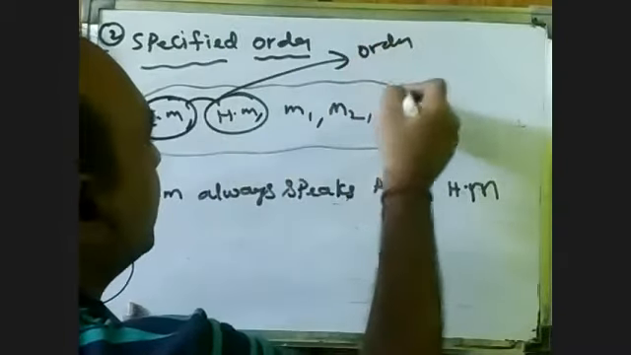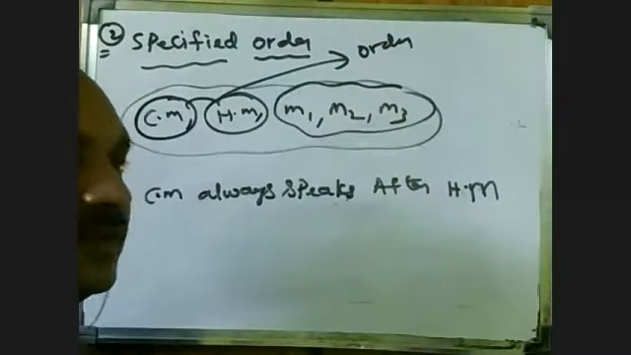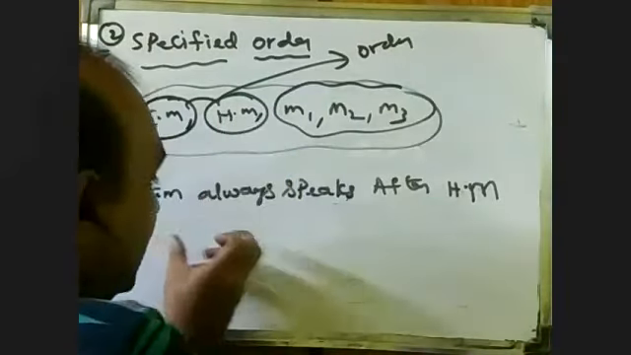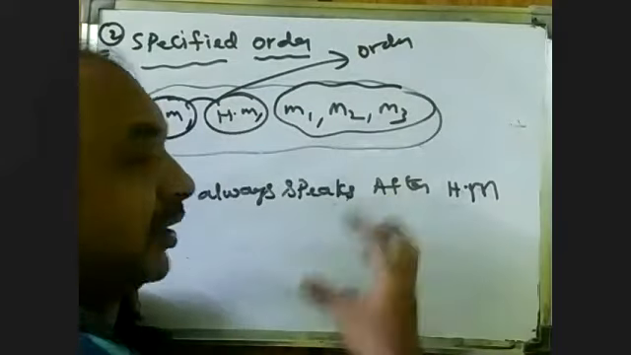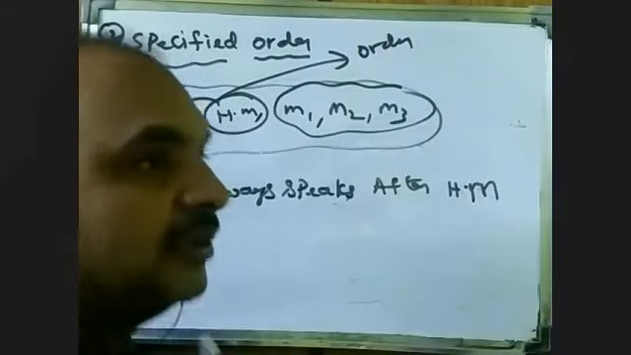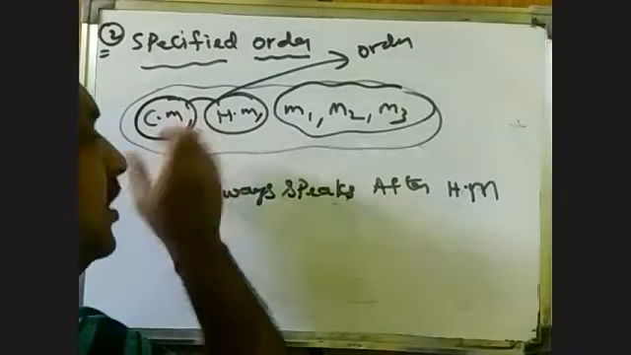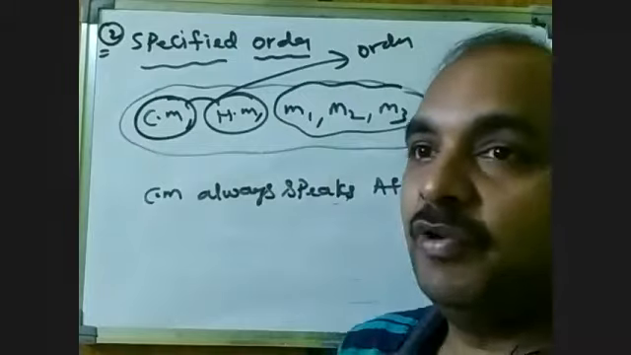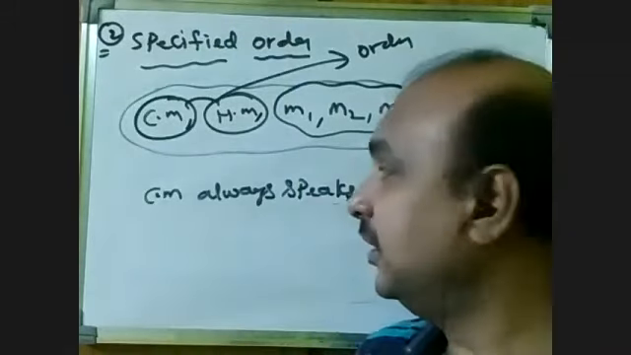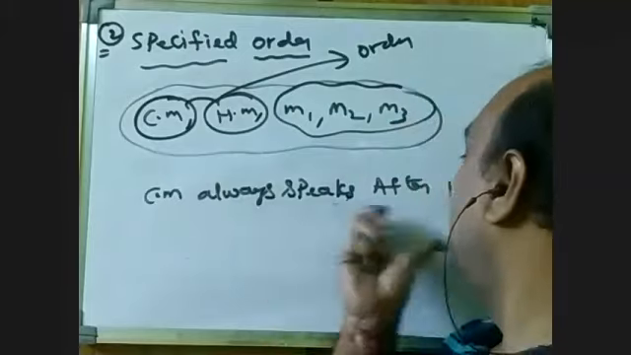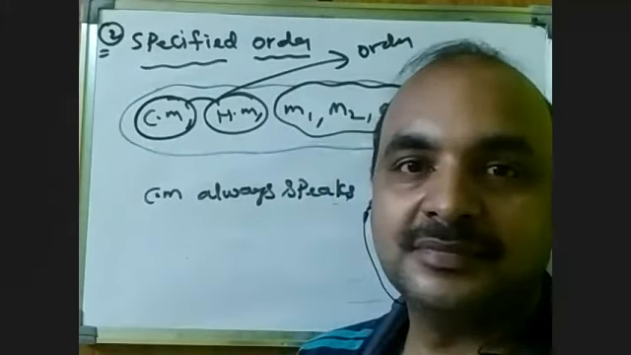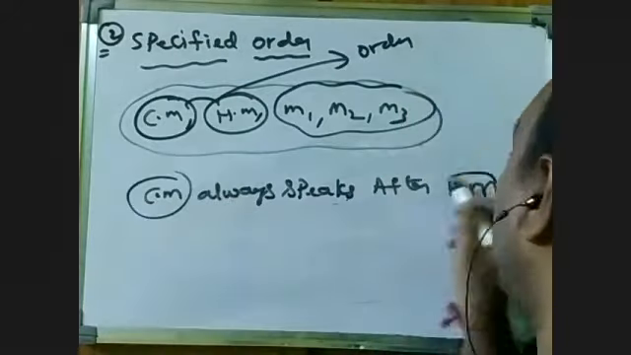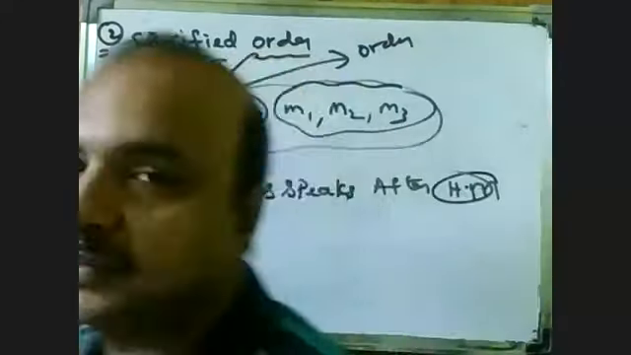No problem with the remaining 3 cabinet ministers. So I explained, I have to arrange. Let us suppose you are the personal secretary of CM. I want to arrange a meeting order in such a way that CM must speak after Home Minister. Then definitely this CM and Home Minister must be arranged in this specified order.